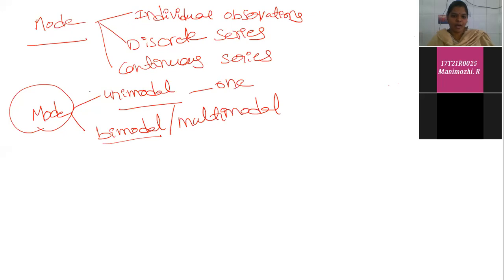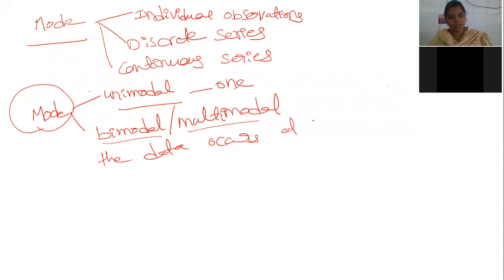If it is bimodal or multimodal, the data occurs at two or more points. Two or more points. That is said to be bimodal or multimodal data.